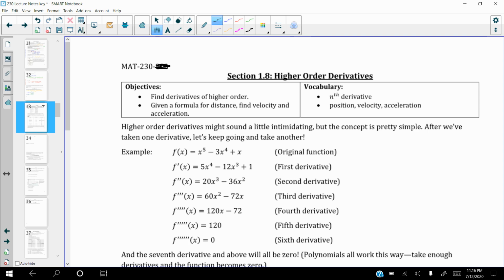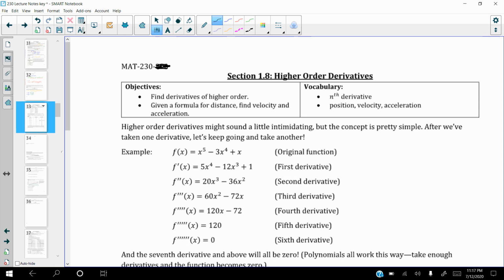Okay, higher order derivatives, again, might look a little intimidating, but it's not really a difficult concept. A higher order derivative literally just means we are taking a derivative of a derivative. So if a derivative is a rate of change, it's how that rate of change is changing. That's what we're really talking about here. In general mathematics, it's literally just a derivative of a derivative.